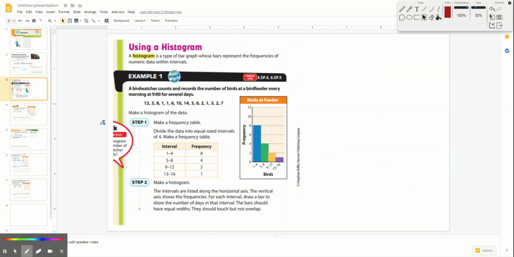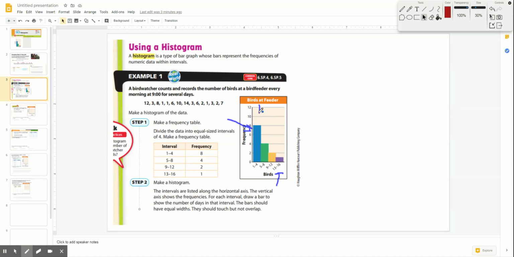So take a look at this one here. A bird watcher counts and records the number of birds at a bird feeder every morning at 9 a.m. for several days. There are your numbers there, and then you'll see the histogram. Take a look at our graph. It's showing us that if you want to see a lot of birds, from 13 to 16, if you're a bird lover, that's only happened one day. So it's not going to happen very often.